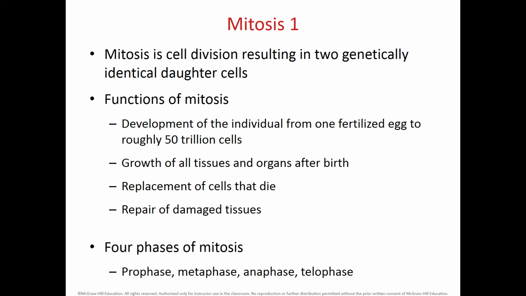So mitosis can be defined as a cell division that results in two genetically identical daughter cells. The functions of mitosis are to develop an organism out of one fertilized egg into roughly 50 trillion cells, to help us grow all the tissues and organs after we're born and even before we're born, and to help replace cells that are damaged or have died.